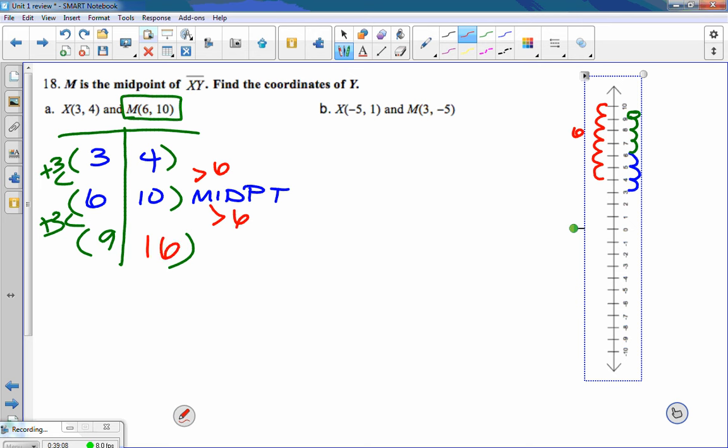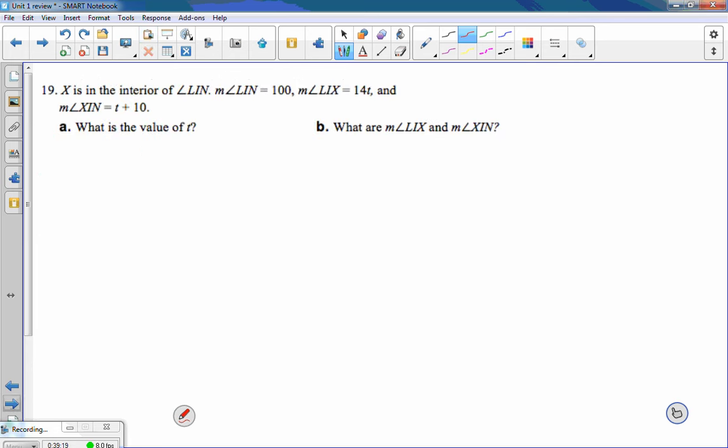All right. I'm not doing the second one. I'm moving to number 17. And that will be the last one. Is this number 17? Yes. X is in the interior of LIN. So we got to draw LIN. And X is in the middle, in the interior. So that means I have a value. It does not say bisector. It just says it's on the inside.